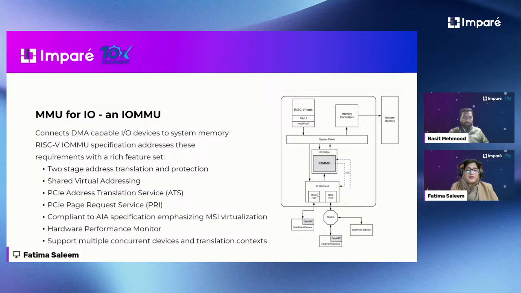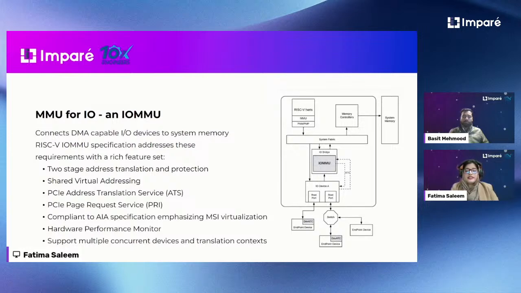When the device accesses the system memory, it does so using virtual addresses, and the IOMMU will take that address and produce the physical address to complete that access. This spec has been ratified. It connects the IO subsystem to the system memory. There is two-stage address translation and protection. The two-stage address translation comes into play when we have a hypervisor as well.